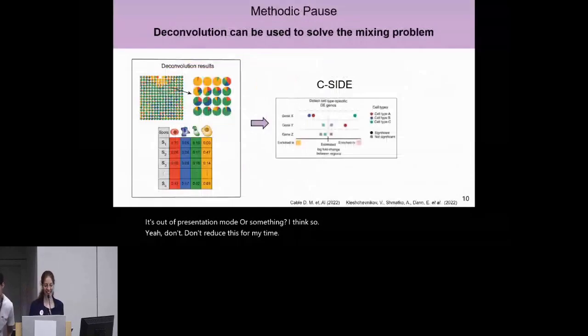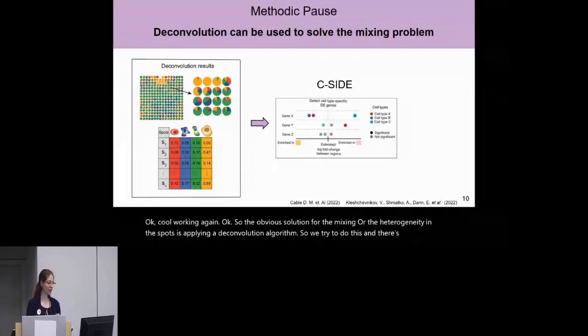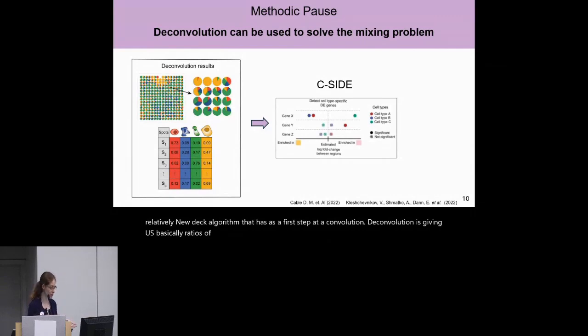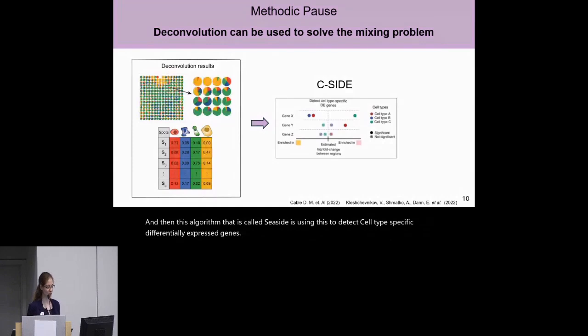Okay, cool. Working again. So the obvious solution for the mixing, or the heterogeneity in the spots, is applying a deconvolution algorithm. We tried to do this. There's actually a relatively new DEG algorithm that has a deconvolution as a first step. Deconvolution gives us the ratios of cells in each spot. Then this algorithm, called Seaside, uses this to detect cell type specific differentially expressed genes. So we tried to use this on our data to see if it helps.